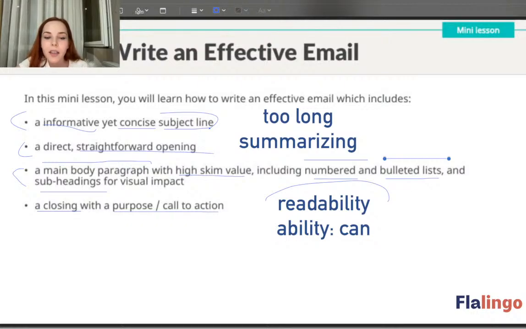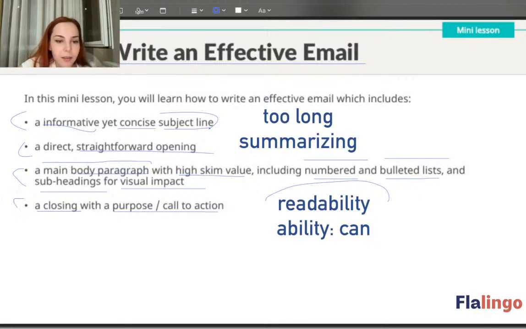And subheadings. So as we know, a heading is the title. So for instance, this is a heading, how to write an effective email. This is my heading, and I'm including subheadings in my email in the main body paragraph, and it improves my visual impact. So when I look at this email, I can clearly have an idea about its purpose.